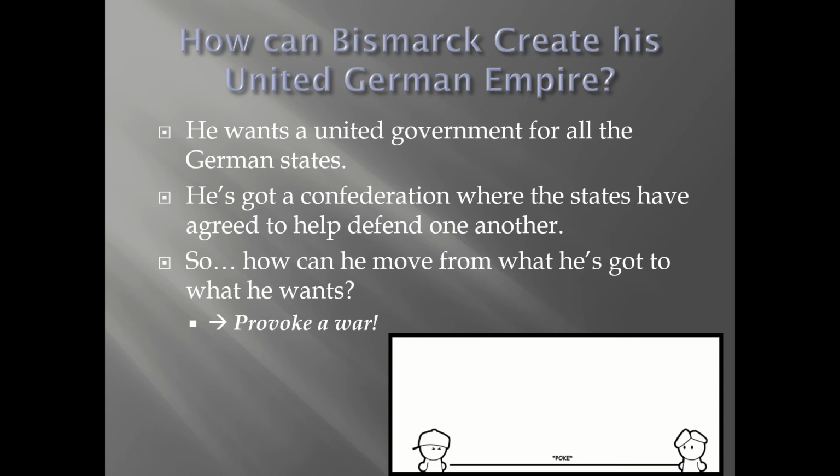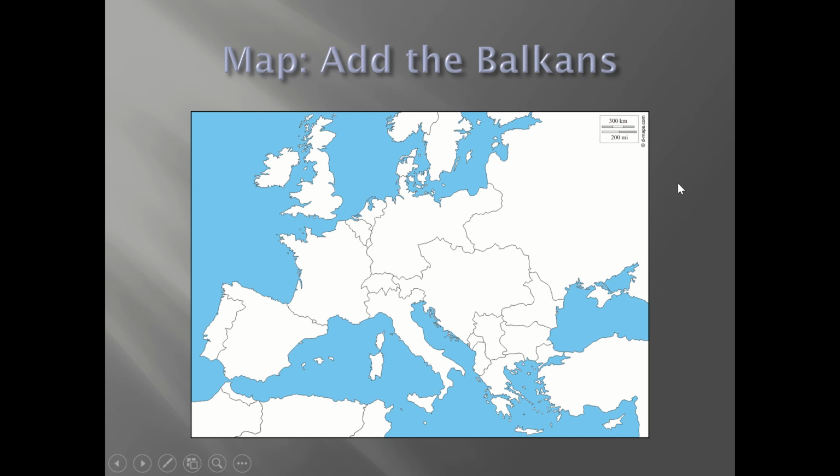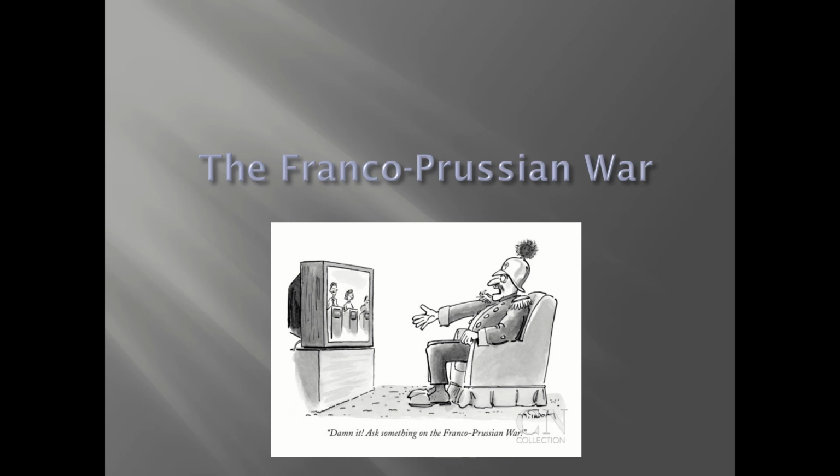So, again, here is the map of Europe. This is the area we're looking to unify. And of course, the border is right here with France. We will be talking about the Balkans, which is this territory right here, later on. Okay, but right now we're going to focus on Germany and France. Okay, so the Franco-Prussian War. Again, should be pretty obvious. It takes place between France and the Prussians, which are Germans.